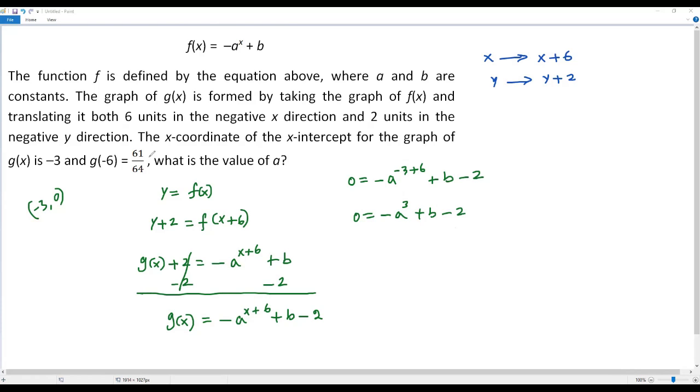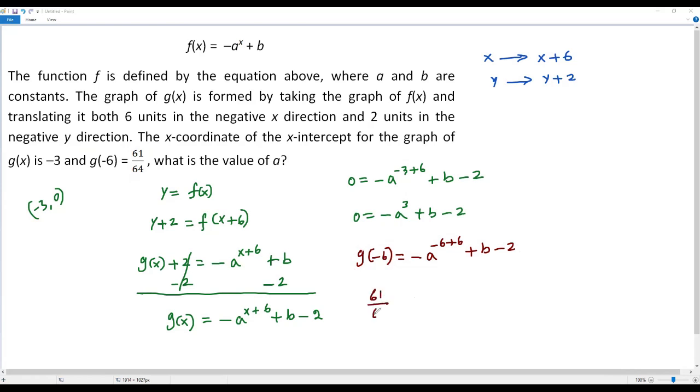For that, we can consider this information. That is g of negative 6 equals 61 over 64. Here we have negative 6 in the place of x. Now what we can do is plug in this negative 6 for x over here and here. Then I'm getting g of negative 6 equals negative a to the power of negative 6, plus b minus 2. And we have the value for this g of negative 6, that is 61 over 64.